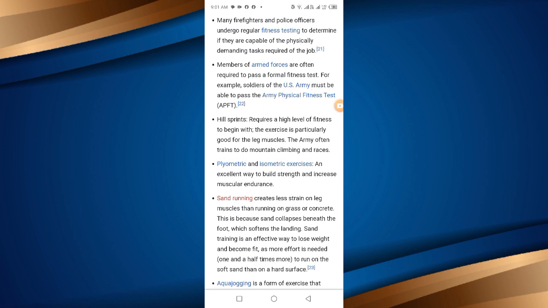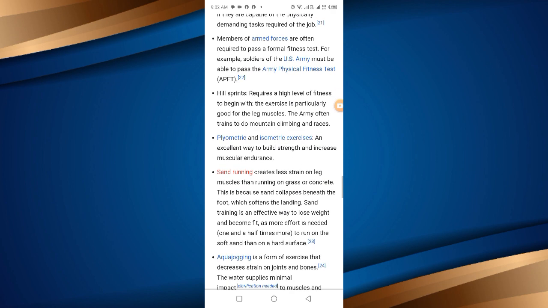Members of the armed forces are often required to pass a formal fitness test. For example, the soldiers of the US Army must be able to pass the Army Physical Fitness Test (APFT). The hill sprints require a high level of fitness to begin with. The exercise is particularly good for the leg muscles. The army often trains to do mountain climbing and races.